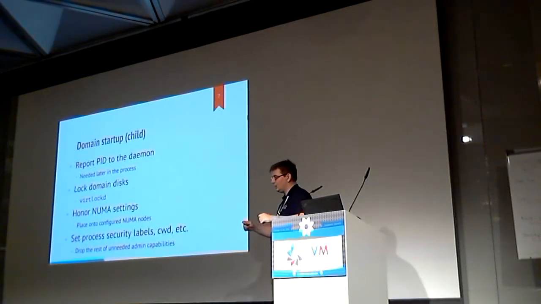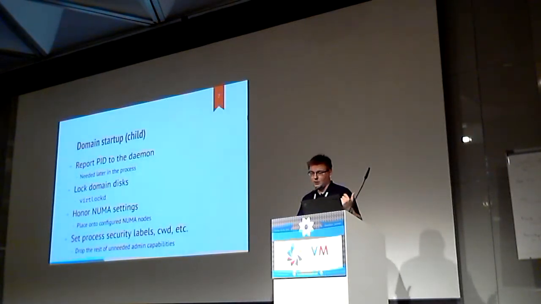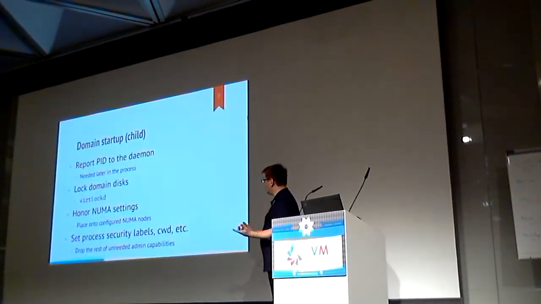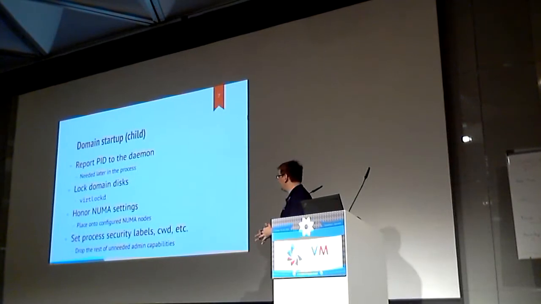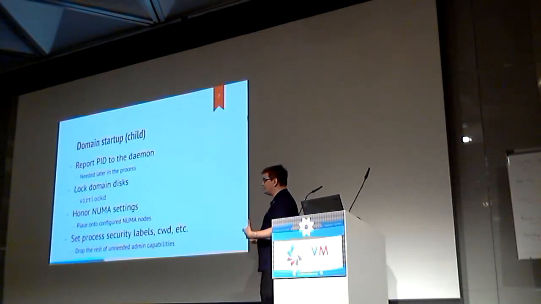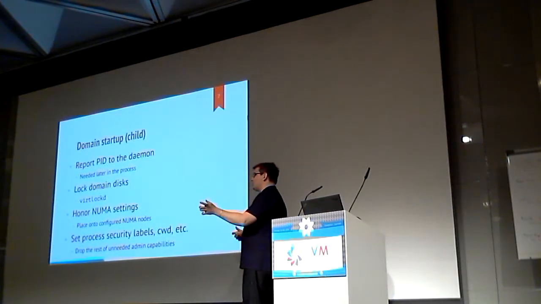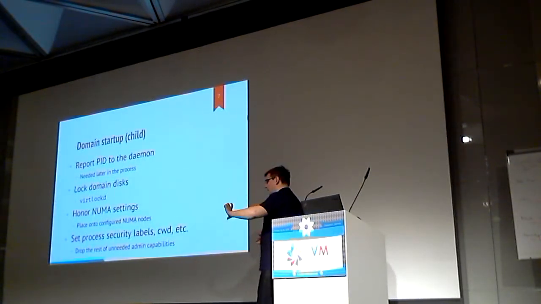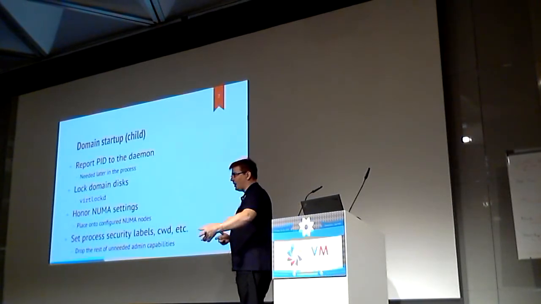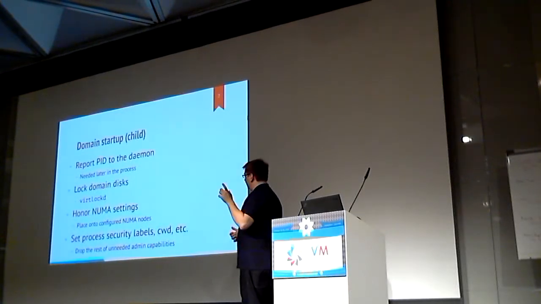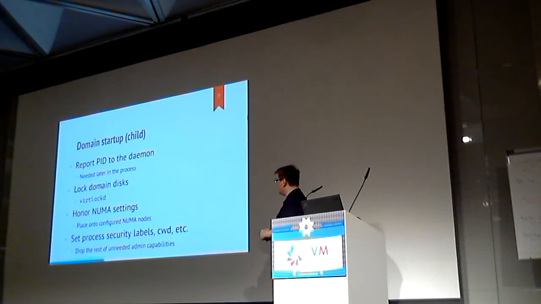Then the child will lock the domain disks. Historically, we were using sanlock for that, but we were not so happy with it, so we've created our own implementation, which we refer to as virtlockd. Virtlockd has one major advantage: it keeps track of which process has locked the disk. Therefore, whenever a QEMU process crashes or just dies unexpectedly, virtlockd can make sure that no locked disk is left behind.